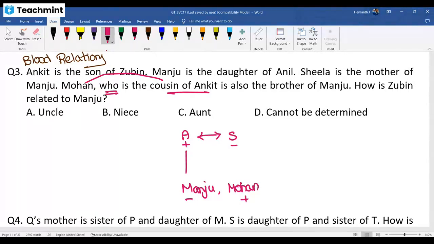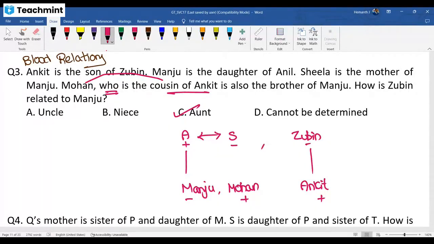So Mohan is cousin of Ankit. So Ankit must be Anil's brother or sister's son, or maybe Sheila's brother or sister's son. And they gave one more, Ankit is the son of Jubin. How is Jubin related to Manju? Will be aunt. Maternal aunt or paternal aunt is not a worry. So Jubin will definitely be aunt.